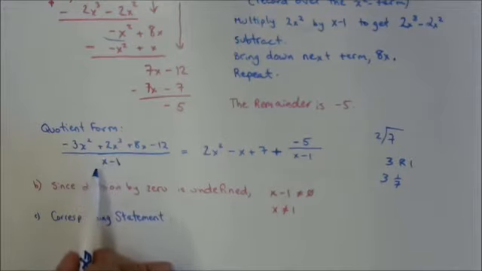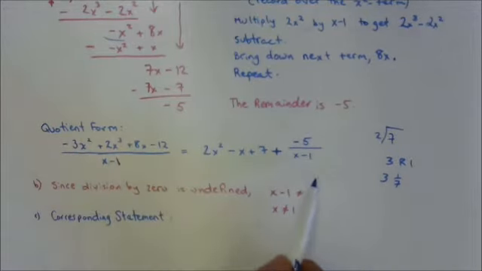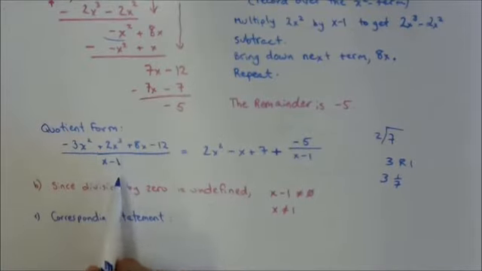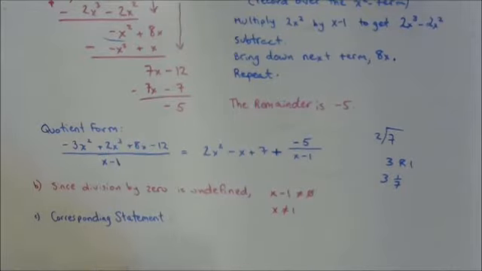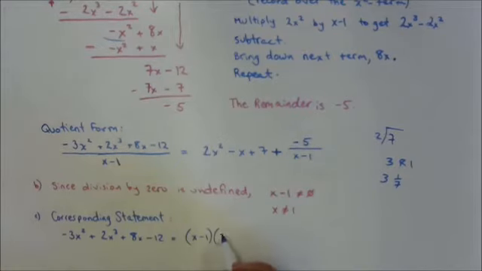Basically, if the top divided by the bottom is the right-hand side, then the top is the bottom times the right-hand side, right? This times this equals that. It's a division triangle to get your corresponding statement. So here we're going to write the left side, which is our original polynomial, negative 3x squared plus 2x cubed plus 8x minus 12. And that is equal to the fraction that we used to divide by, that's x minus 1, times 2x squared minus x plus 7.